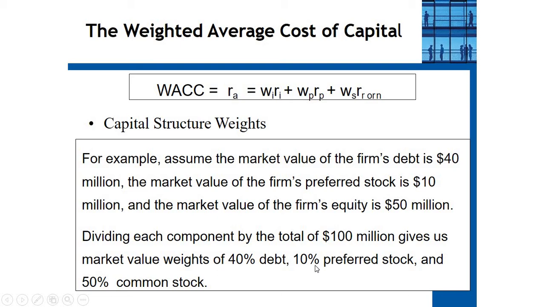Similarly, weight of preferred stock is 10%. That's 10 divided by 100 million. And weight of common stock is 50%. That's 50 million divided by 100 million.